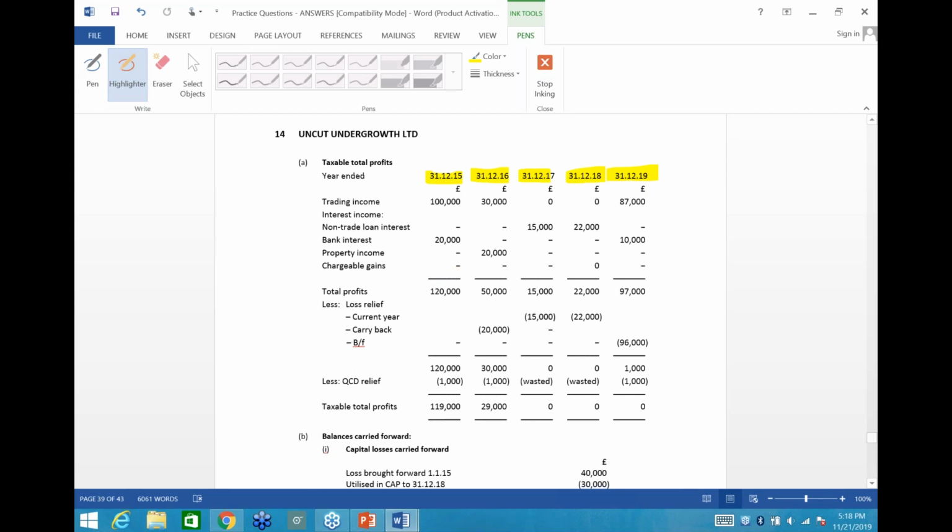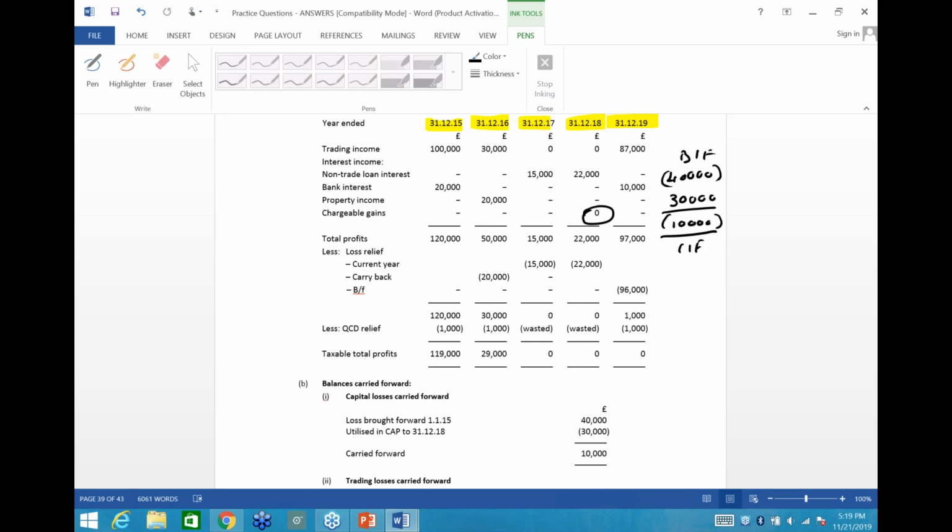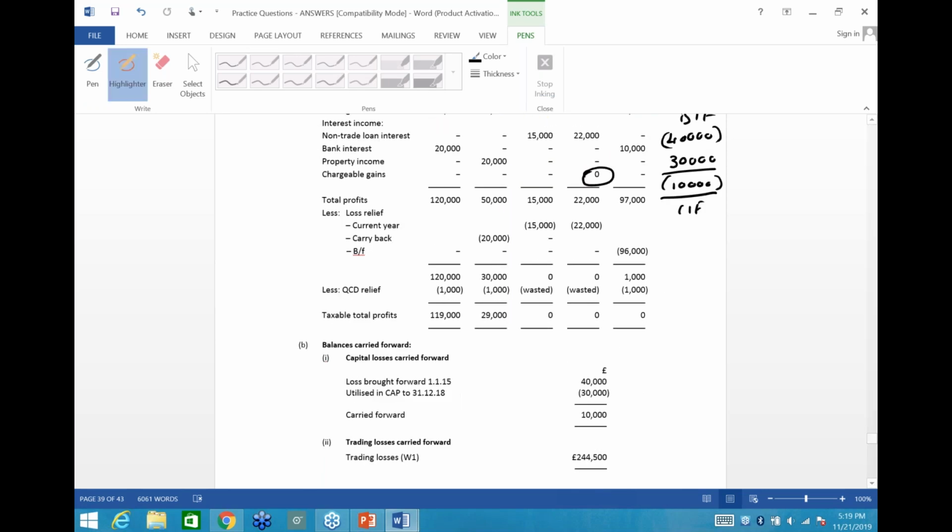For the year ended 31st December 2018, there was a chargeable gain of 30,000 pounds. However, we had a capital loss brought forward of 40,000 pounds. So from that 40,000, we have to set off 30,000 against that chargeable gain. For the year ended 31st December 2018, still there's an unrelieved loss of 10,000 that we can carry forward and set off against future chargeable gain. So you can see that computation here given. So this is that computation.